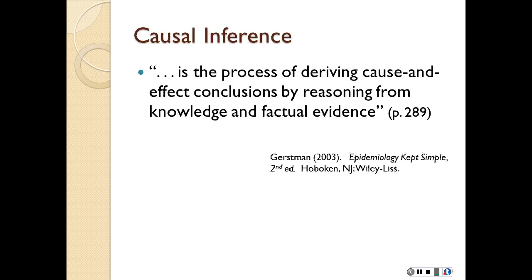Now, causal inference is the process of deriving cause and effect conclusions. So we're drawing these conclusions about cause and effect by reasoning from our knowledge of factual evidence. We generally don't have just one study that helps us determine that something is causally related to another. What we usually have is a compilation of evidence. We have a whole bunch of studies, and taken together, all of that information allows us to make a causal statement.